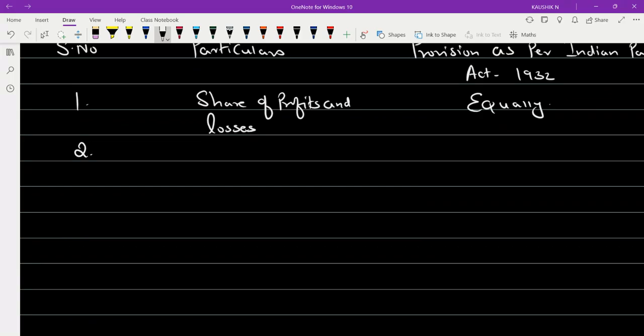The second one is all about the partners' remuneration. When we say remuneration, it covers what and what? Salary and commission.